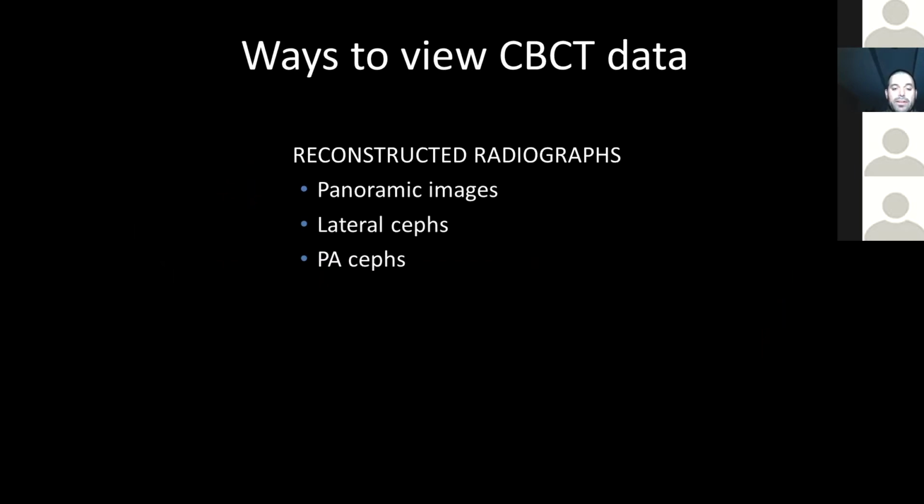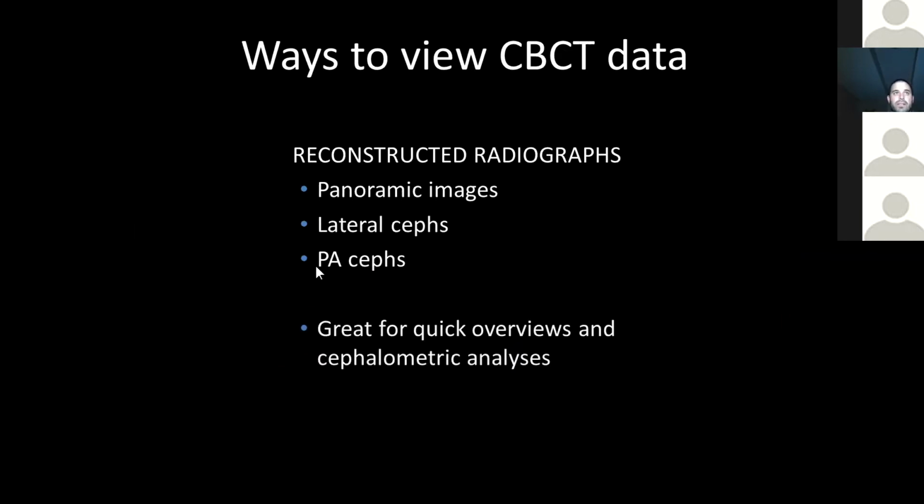Okay, our third way to review the cone beam CT data set are with reconstructed radiographs. And I showed you that pan earlier, and I mentioned this. But what we can do from the data set is reconstruct pans. And if you're in an orthodontic office or surgery office that'll deal with cephalometric tracings, you can also reconstruct lateral cephs and even PA cephs. So the whole reason we do these is they are great for quick overviews. And then again, if you're doing the cephs, cephalometric analyses.